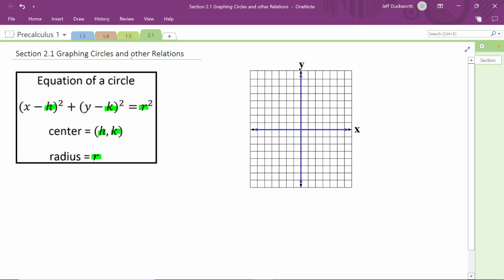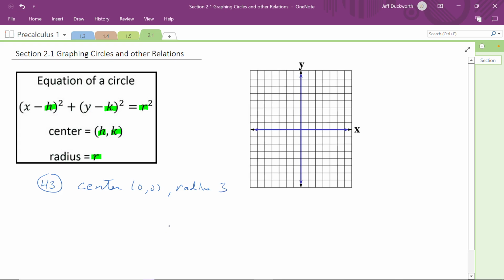So here they've given us a center and radius for circles, and they want us to put it into this form. This is standard form, and then graph the circle afterwards. So we'll do a couple of these. Let's do the first one they give us, 43. They tell us that the center is at the origin, and they tell us the radius is 3.